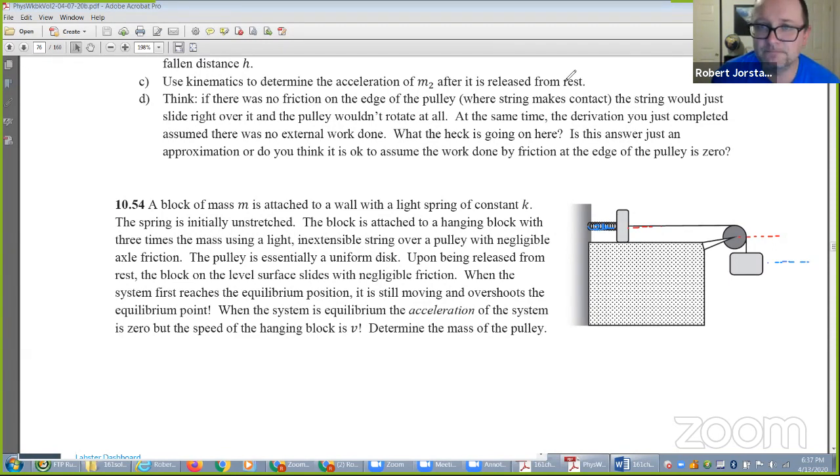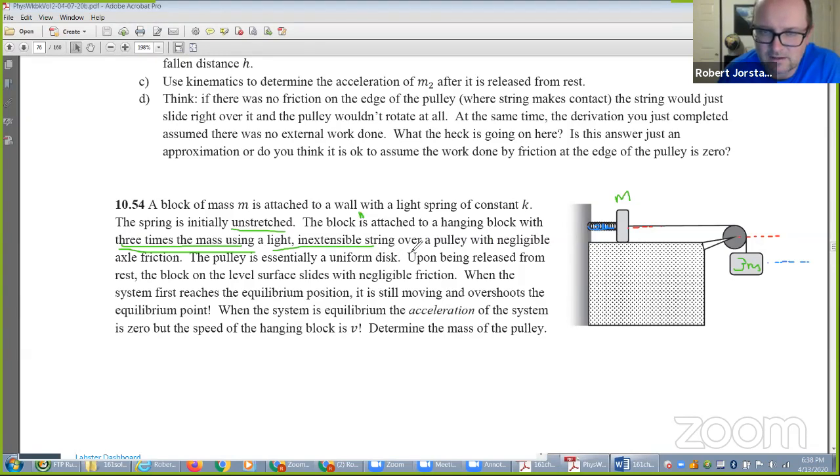All right. So if I was doing an energy problem, I don't even know what I'm looking for. I should read. Let's read this problem. 10.54. Take a second to read it. I will too. Block of mass M attached to wall, light spring. Spring is initially unstretched, so there's no spring energy. Block is attached to a hanging block. Okay, so there's one of them. This one is mass M. We're told this one has mass 3M. That's this sentence right here, 3 times the mass. Light inextensible string.